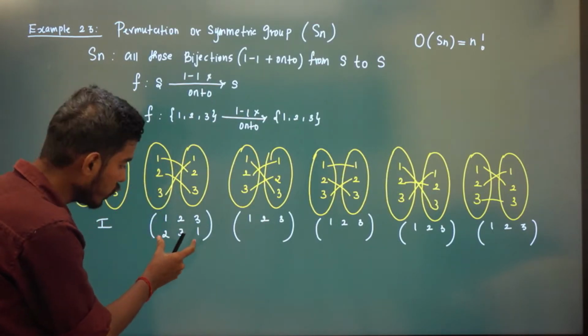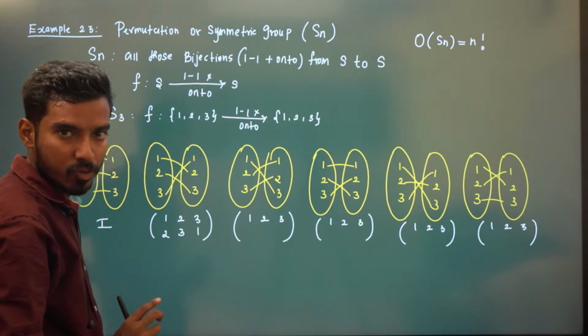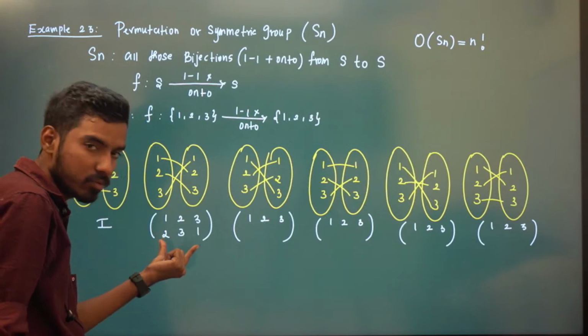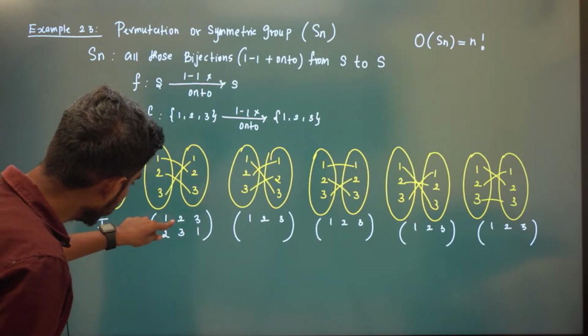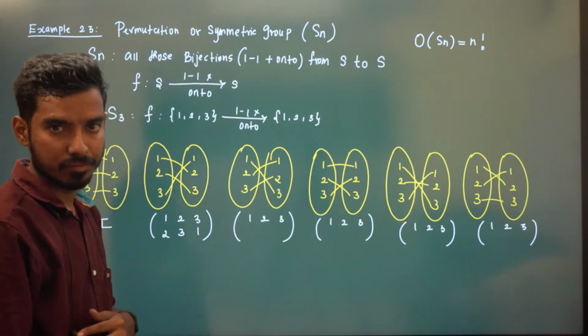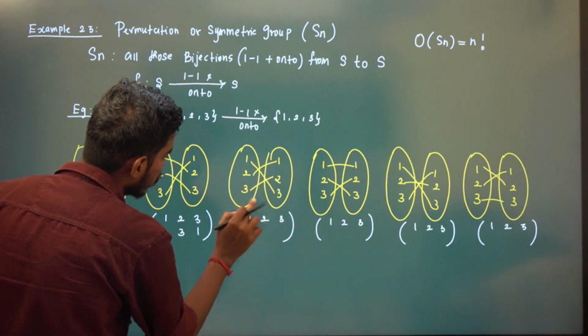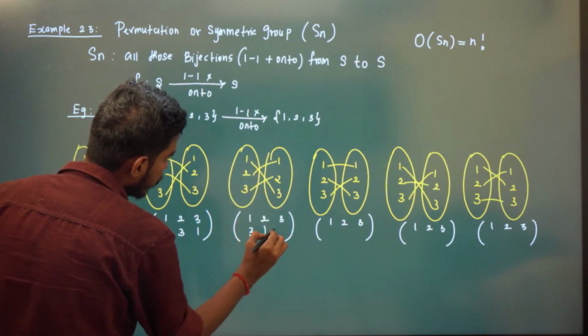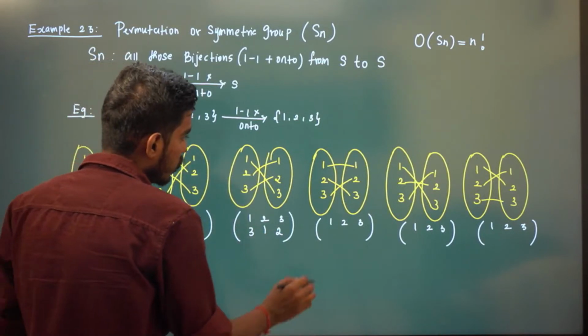From an exam point of view they will give this only. So from this you need to understand that 1 goes to 2, 2 goes to 3, 3 goes to 1. Right? And how do you write this one? 1 goes to 3, 2 goes to 1, 3 goes to 2.